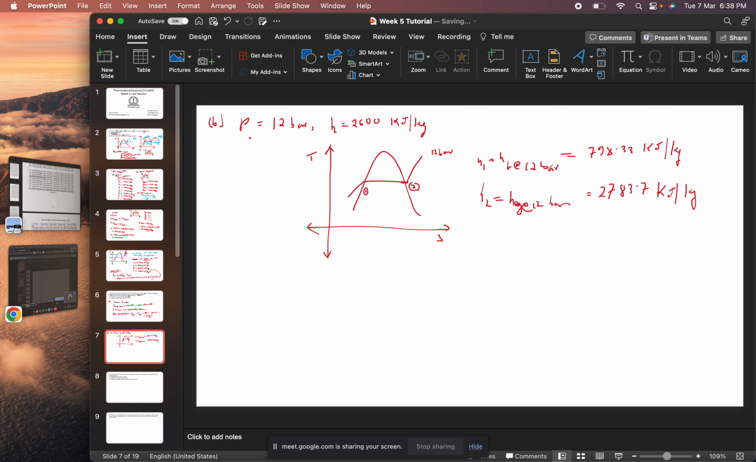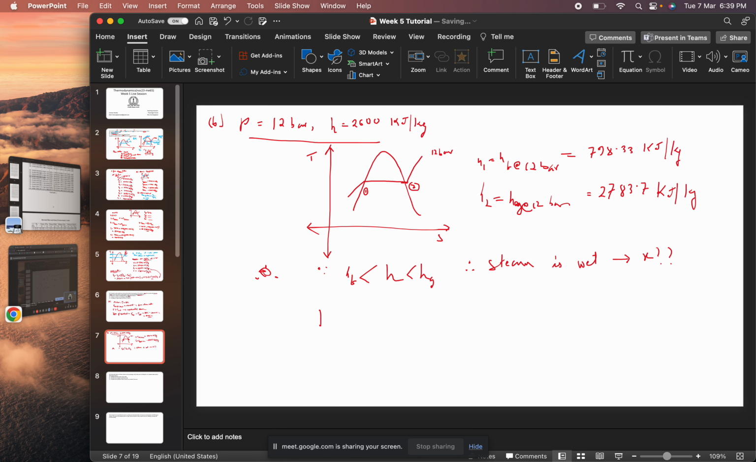Now the given steam has enthalpy of 2600. That means it lies between these two values. So what is the condition of the steam then? Since HF is less than the given H, which is less than Hg, therefore my steam is wet. Since the steam is wet, you need to calculate the dryness fraction.